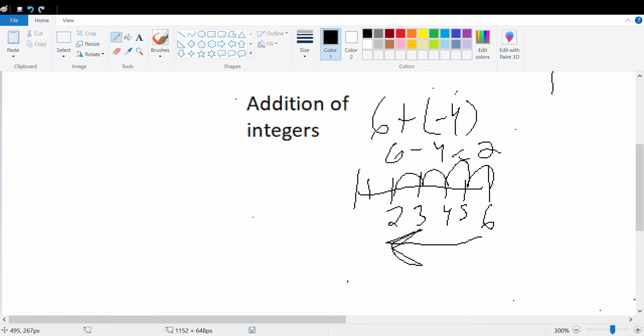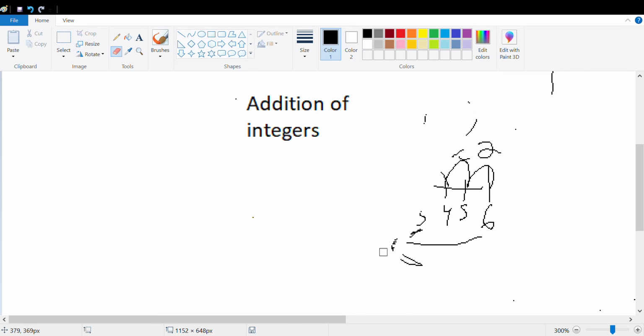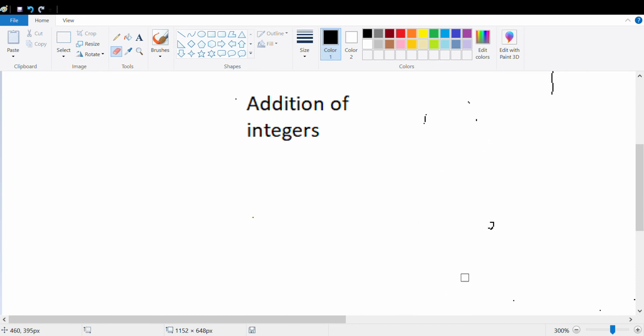Okay, we're getting a little bit better at this, so I'm going to give us about 3 more examples, and we'll be done. Alright, so the first one would be, okay, I'm going to turn it up just a little bit. 6 plus negative 4. Oh, did I just do that?